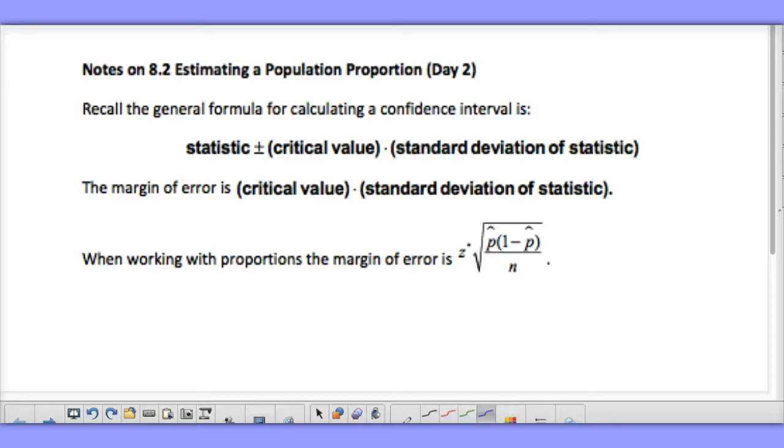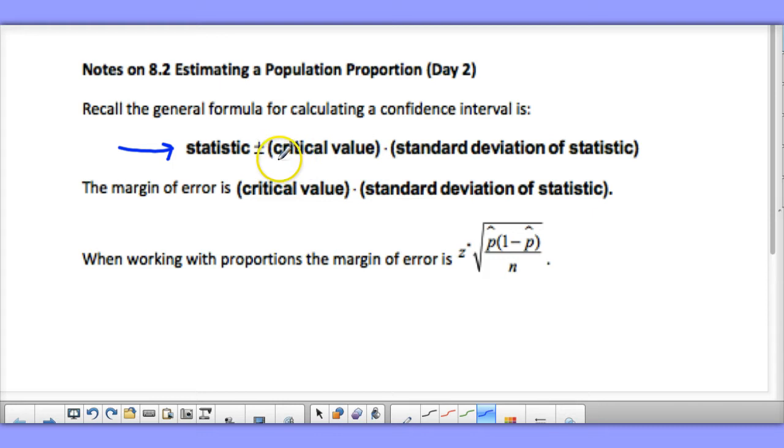Hello everyone. In this example we're going to be taking a look at determining sample size and determining confidence level when working with a population proportion. And just as a quick reminder, this is how we form a confidence interval in general. We use our sample statistic and then we add or subtract our margin of error.